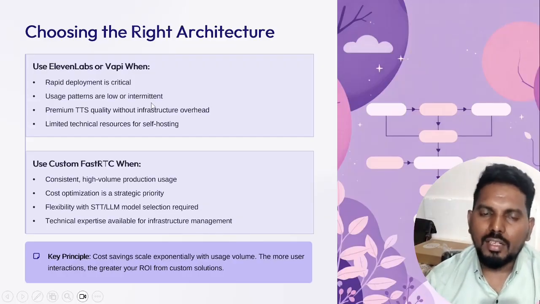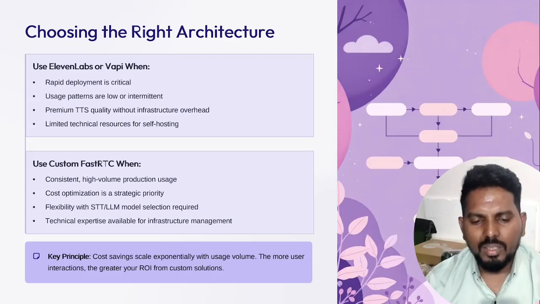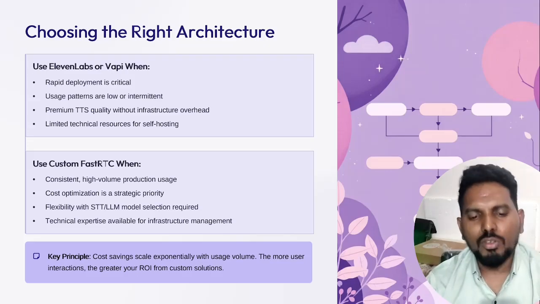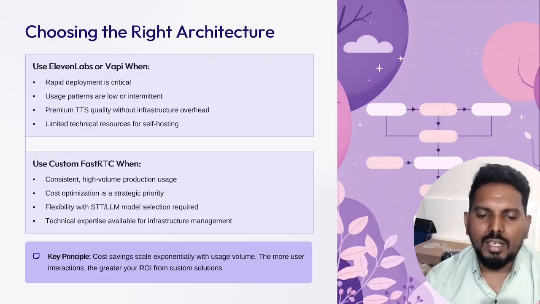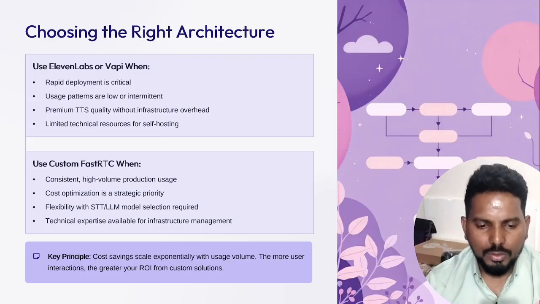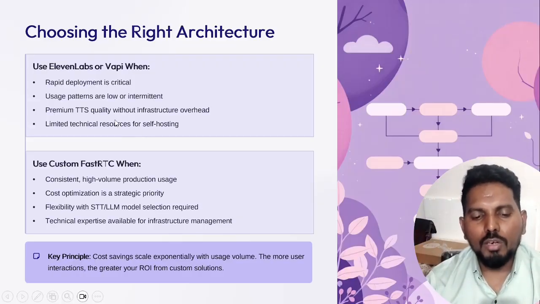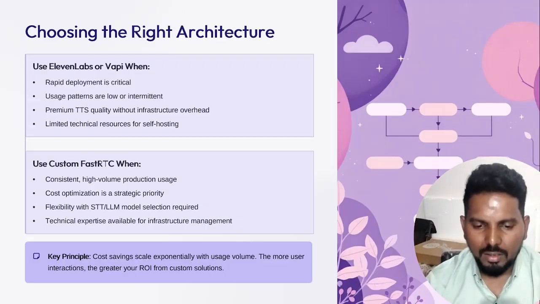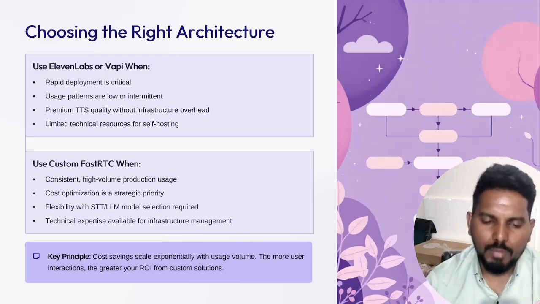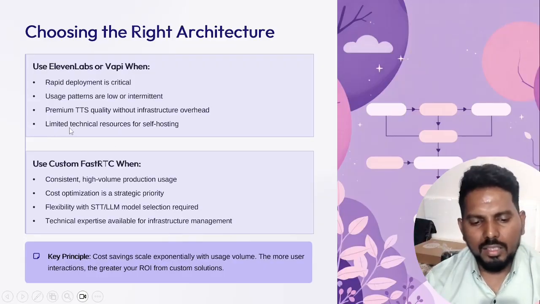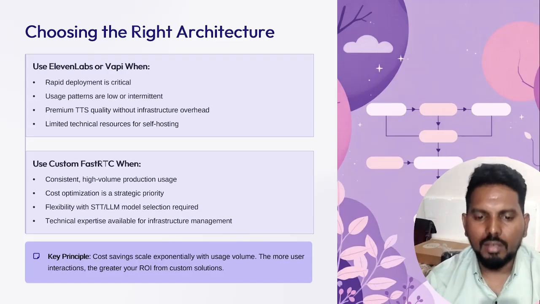Your usage patterns are low or intermittent, like we discussed earlier. If your usage is very low, let's say half an hour per day or 2 hours per day, then obviously ElevenLabs or Vapi will be the right choice for you. One more advantage is when you are looking for premium text to speech quality without any infrastructure overhead. If you don't want to take on any infrastructure overhead, then ElevenLabs or Vapi will be the better choice. Then, as we discussed earlier, if you have limited technical resources for self hosting, then you need to opt for ElevenLabs or Vapi, right?